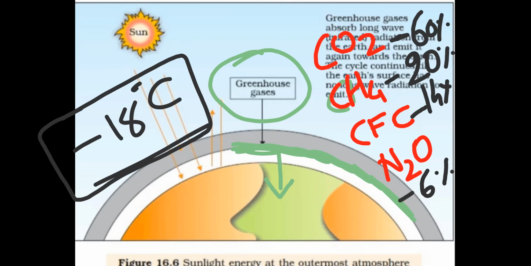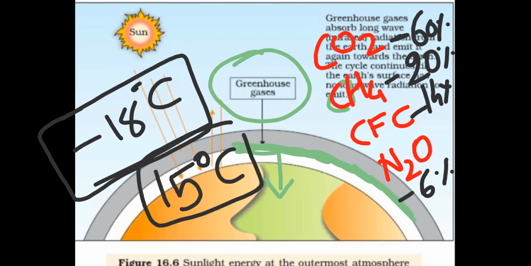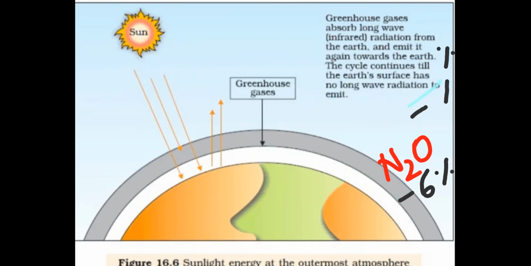But this is not the case. Why? Because greenhouse gases are present. These gases help to warm up the Earth's surface, and due to their presence, the average temperature of the Earth's surface is 15 degrees Celsius. This is the main impact of these greenhouse gases. Right? Next, remember CO2, methane, CFC and N2O are the examples of greenhouse gases, mainly CO2 and methane.